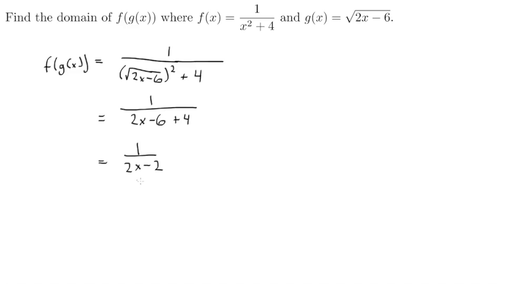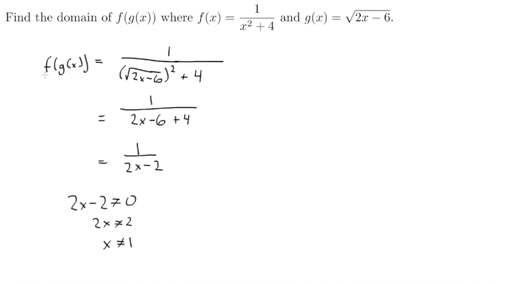I know that for the domain of this function, the bottom can't be 0. So I want to make sure that 2x minus 2 does not equal 0. That means 2x cannot equal 2, so x cannot equal 1. You might think, okay, this is my final answer: my domain is everything except 1. That would be correct if we were asked to find the domain of 1 over 2x minus 2. However, we were asked to find the domain of this function as a composition. So there's one more step we need to do.